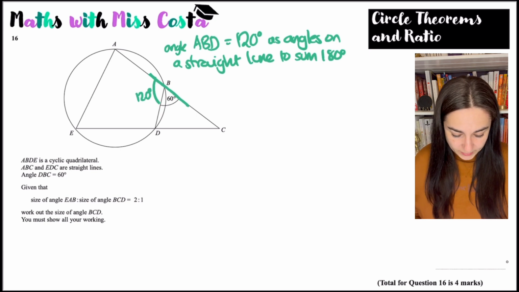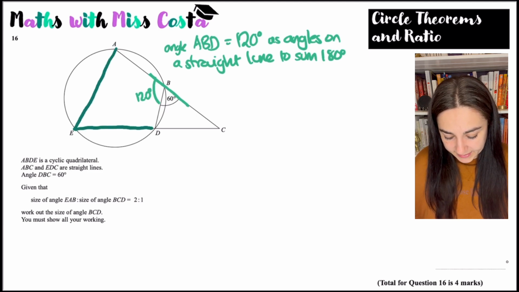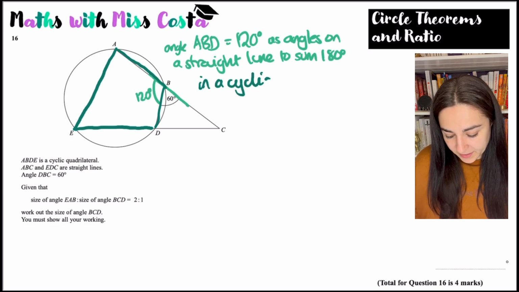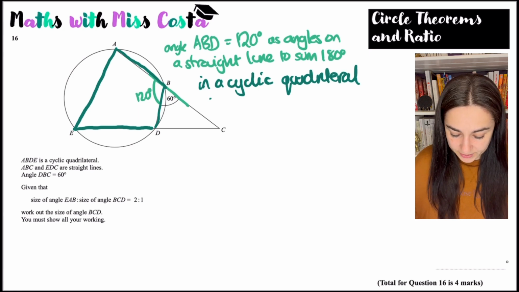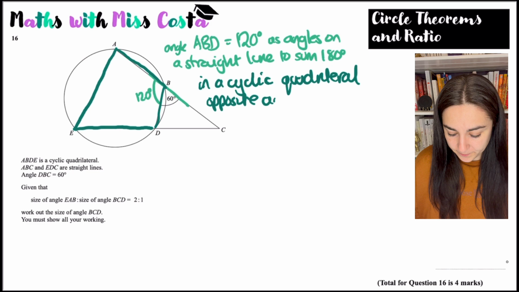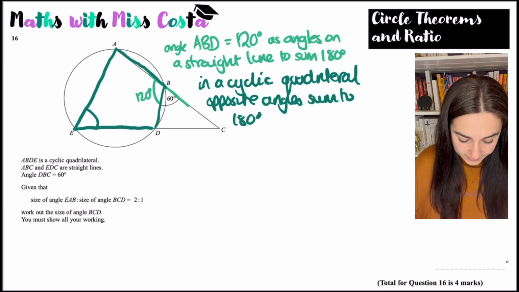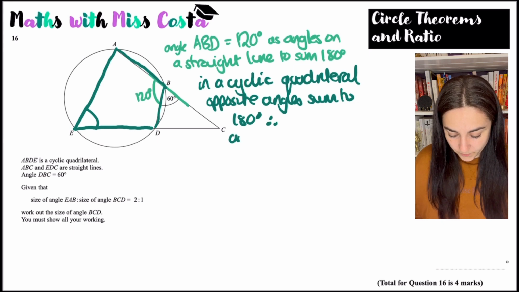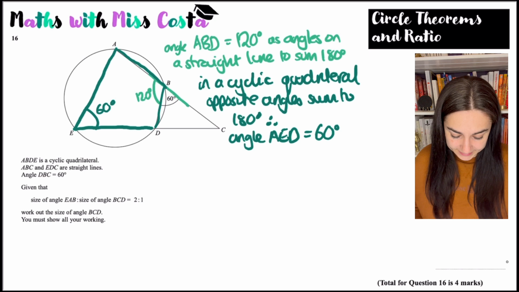The next thing we can do is we were told that this is a cyclic quadrilateral. Now, in a cyclic quadrilateral, opposite angles sum to 180 degrees. So in a cyclic quadrilateral, opposite angles sum to 180. So I could figure out what this angle here is. Therefore, angle AED must equal 60 degrees. So I know that angle is 60 degrees.